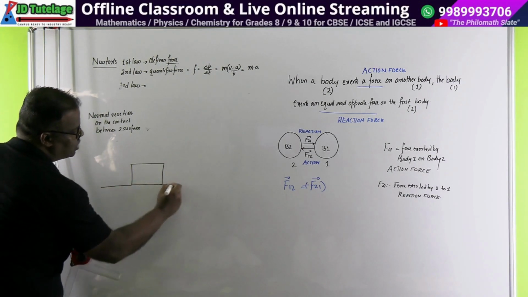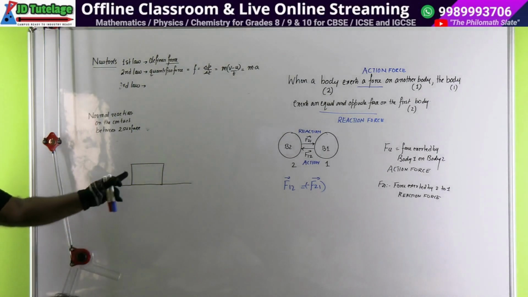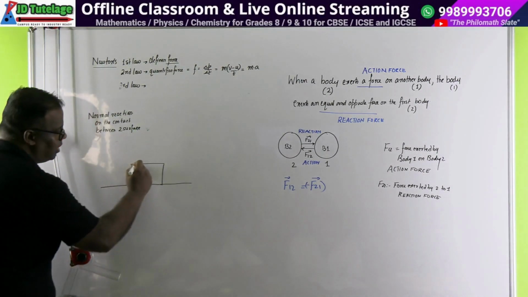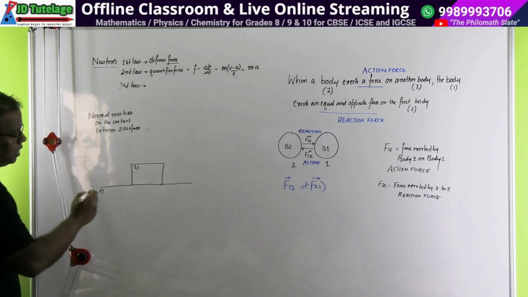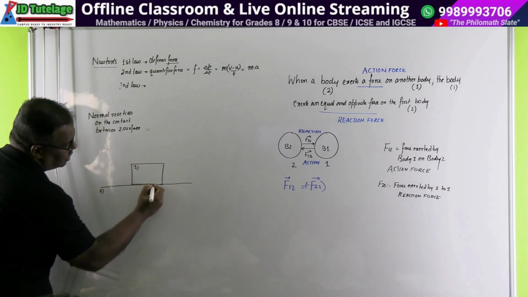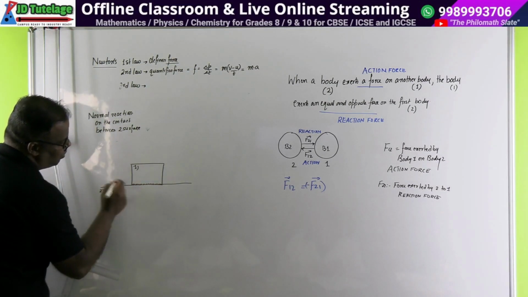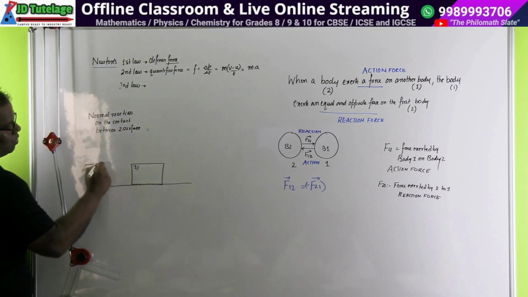Let's see what the forces acting are. The best way to understand is to first understand what the forces are. Since body 1 is in contact with body 2, there will always be a contact surface. This is the contact surface. Clear? And now follow, and ask me any question that you want.